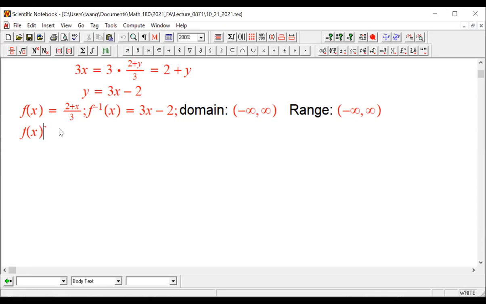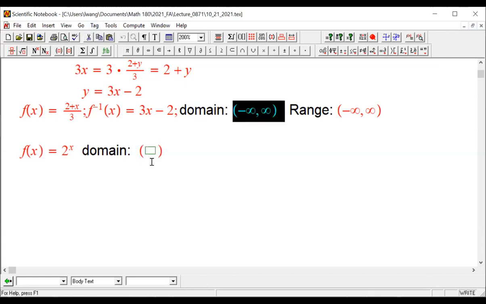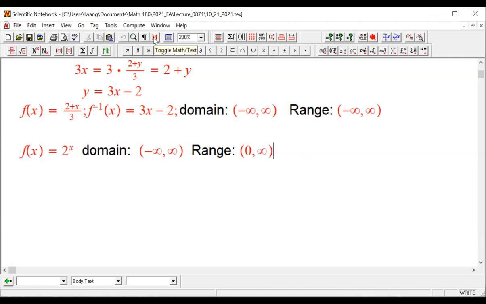So suppose you have f of x equals 2 to the power x, right? That domain is all real numbers. And the range is all positive numbers. Or you say 2 to the power x is larger than 0 in one sentence.